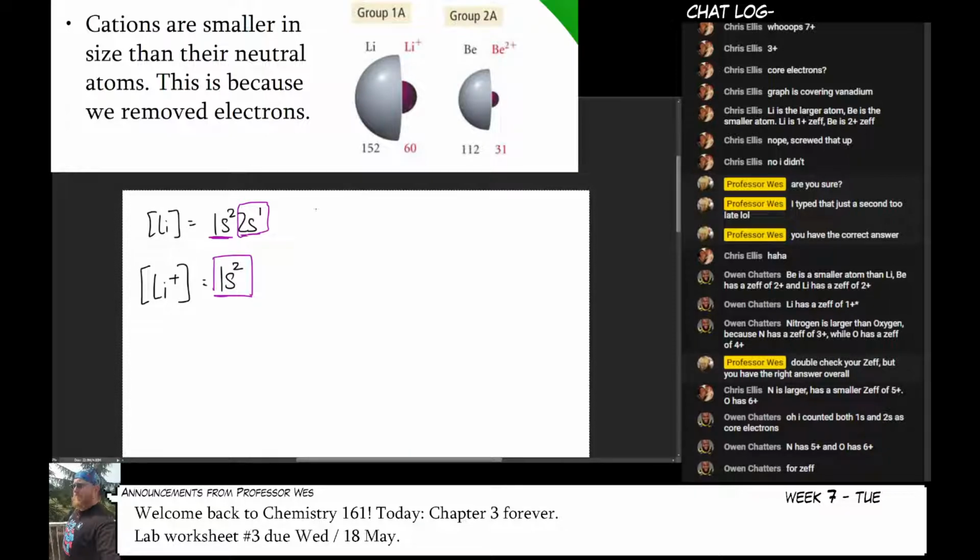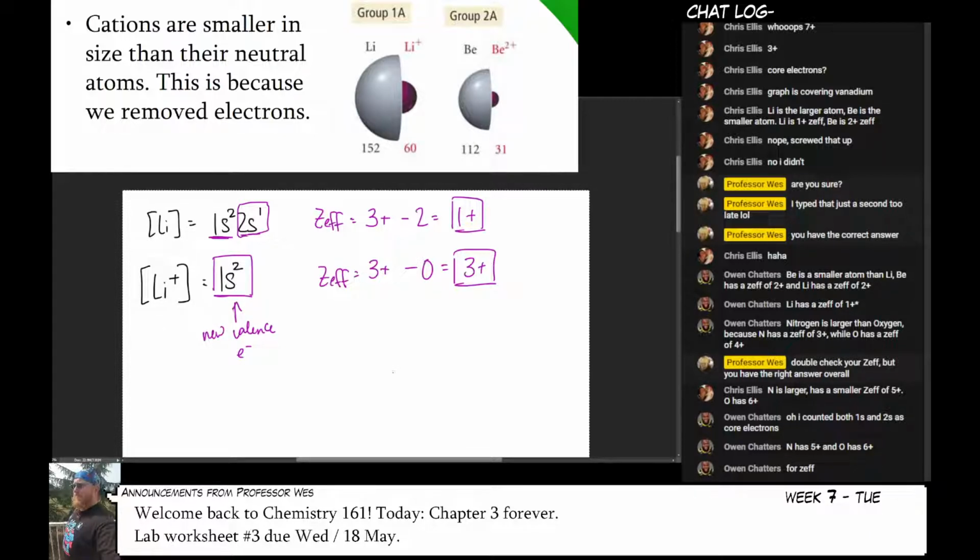So when I do Z effective now, for regular old lithium, it's still 3 minus the 2 core electrons, which gives us the result we would expect. But for lithium plus, these are now the new valence electrons. And as a result, when I do calculations for Z effective, there are no core electrons. And this is the result that I get. So, which will be smaller?